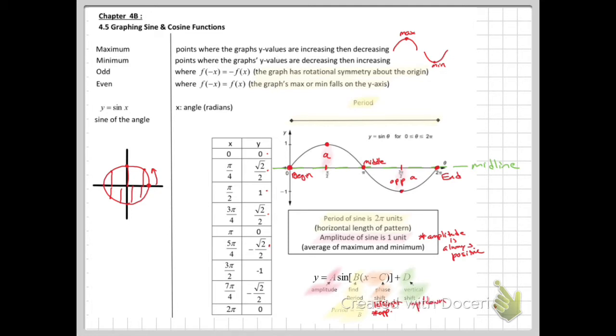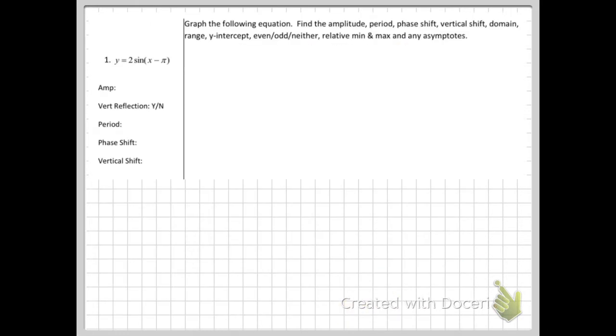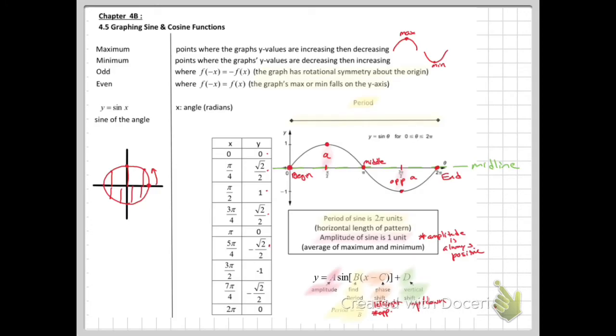So we're going to put all of this together and graph some sine curves. Here we go. Okay, we're going to find all that stuff. First, we make sure it's in graphing notation. Let me go back over here. Our graphing form, I talked about this a lot when we were doing other transformation graphs.